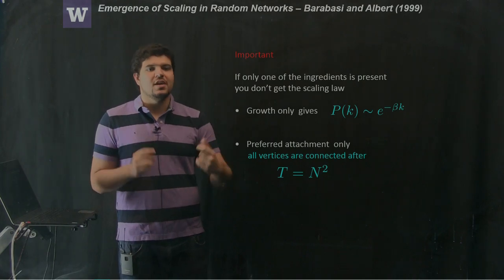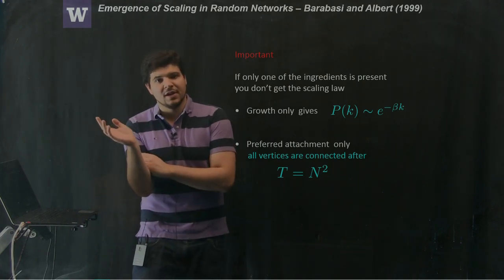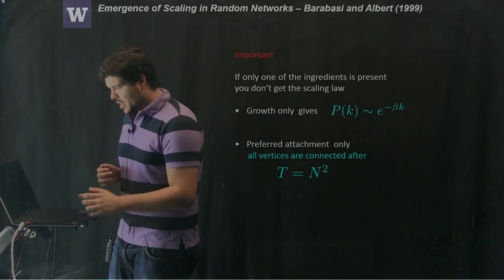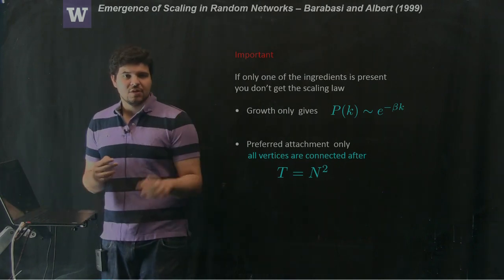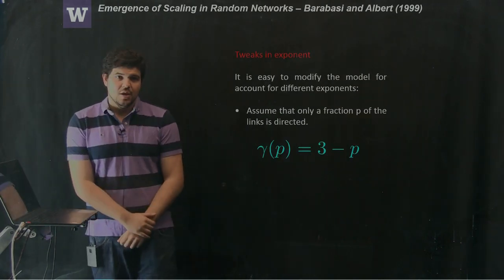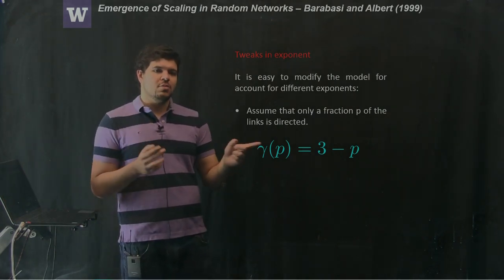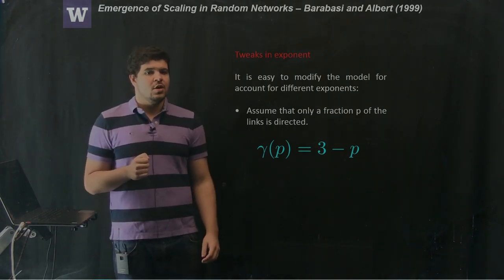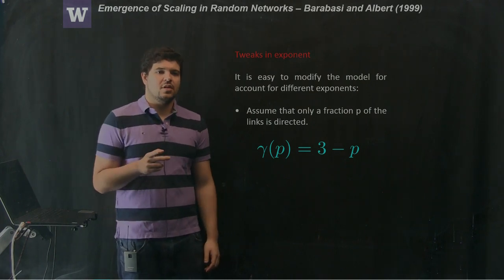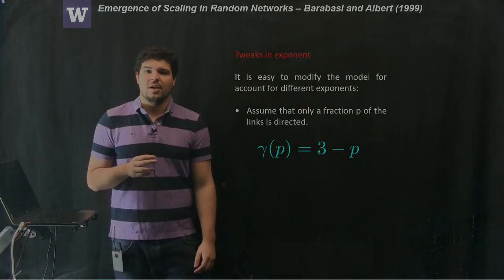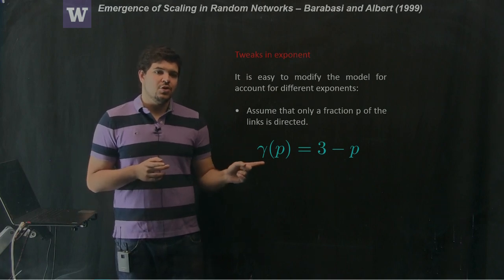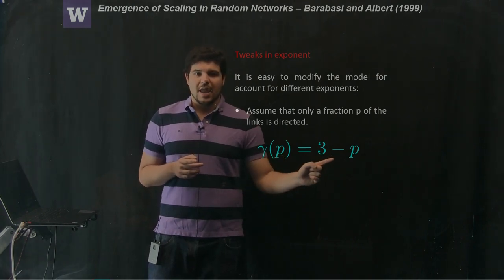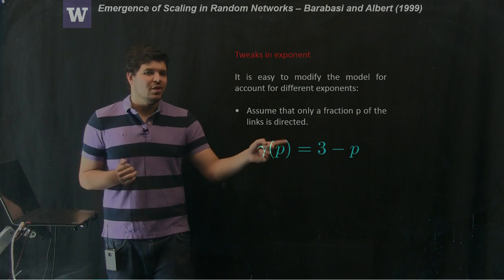So this is really interesting. Again, one of the ingredients alone is not enough to get the results. You need both of them combined. Now finally, you're going to say, well, but those networks had some different numbers. It was not 3. So there are some tweaks you can do to modify the model to account for different exponents. For example, one idea is to say that only a fraction p of the links is directed. If you do that, you get this correction to your exponent gamma, and then you can hit those 2.1, 2.3 that we saw before.